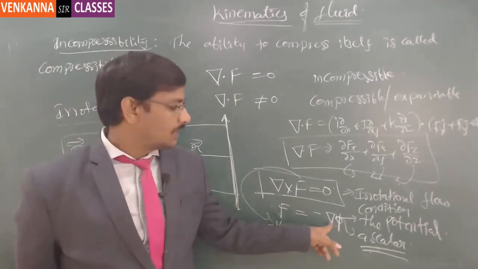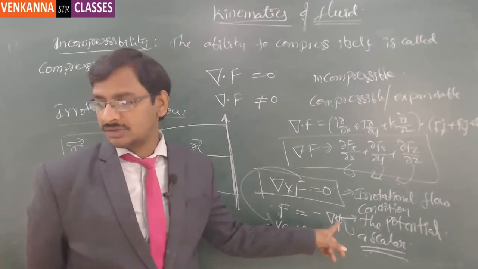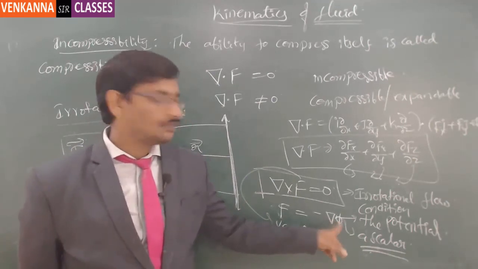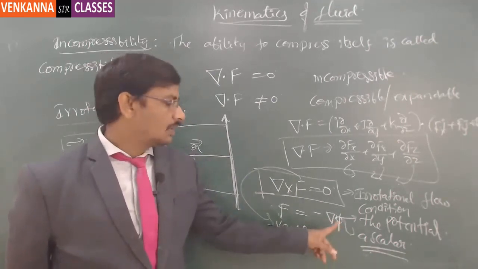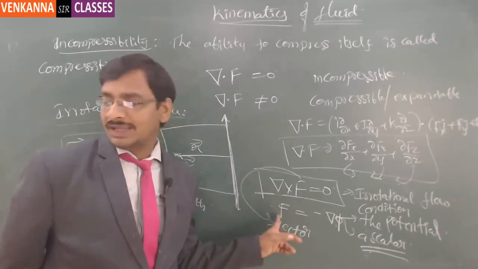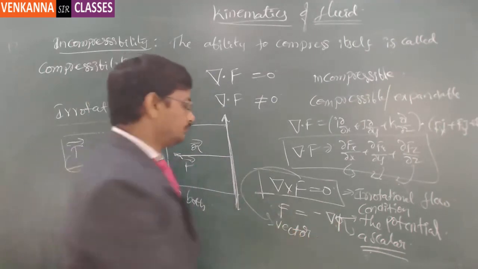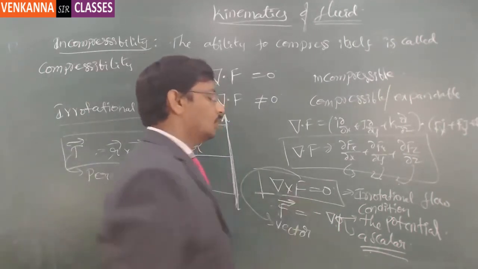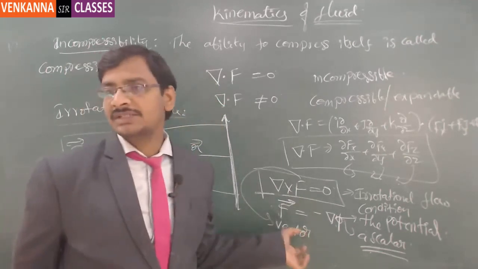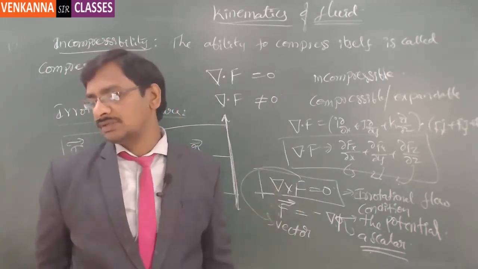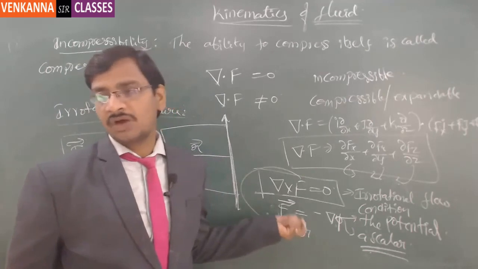So if you take the space derivative for the function phi, then what you are going to get is the fluid field F. So this is a vector. So this one divides the fluid flow analysis into two different ways. So this will give you a convenient way of analyzing.